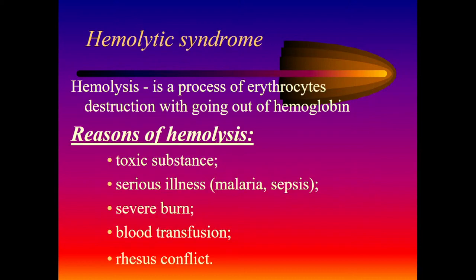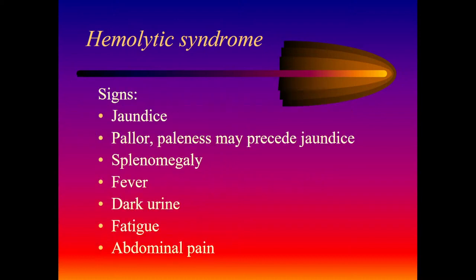Hemolytic syndrome. Hemolysis is the process of erythrocyte destruction with release of hemoglobin. The reasons for hemolysis are toxic substances and serious illnesses such as malaria, sepsis, severe burn, blood transfusion, and rhesus conflict. Hemolytic syndrome signs include jaundice, pallor, which may precede jaundice, splenomegaly, fever, dark urine, fatigue, and abdominal pain.